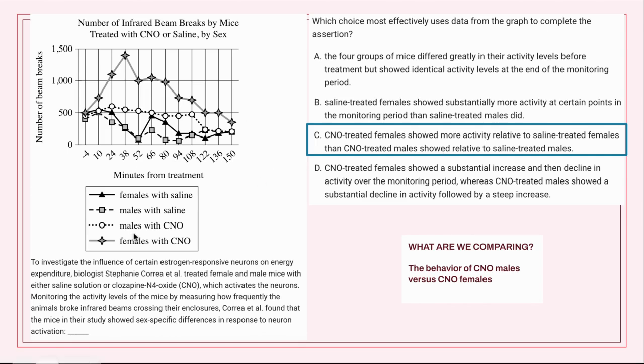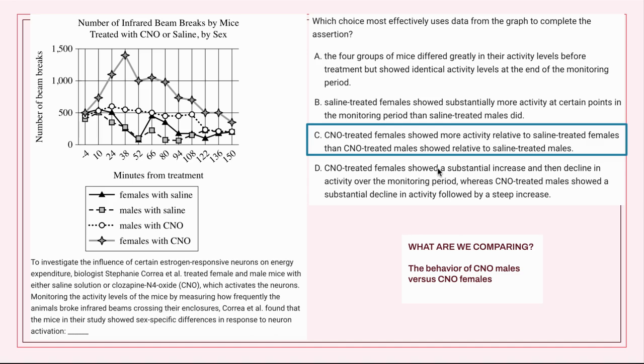Now let's look at the males. Okay, so the males with saline, it's this square bar, and the males with CNO is this circle bar. So the circle bar is showing more beams broken or more neuron activation than the square bar, but it's not as big of a difference as for the females. Look how much more beams the females with CNO are breaking. This is true. The females showed more activity relative to the other females than the males. The males didn't have that big of a difference in activity. So that's already correct. So if that's enough for you, that's totally great.